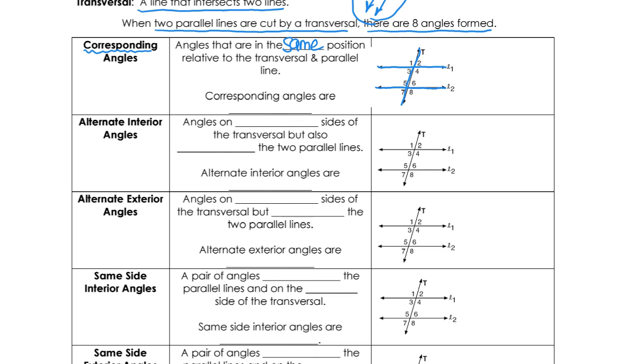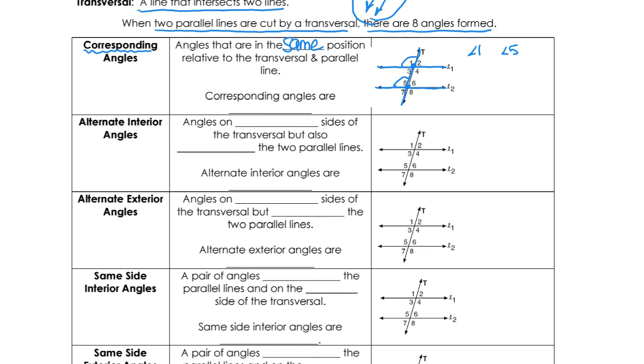So if I take a look at, let's go with angle 1. Angle 1 corresponds to angle 5. They're in the same position. So if you think of angle 1 being in the upper left-hand corner in this intersection up here, okay, angle 5 is also in the upper left-hand corner in the intersection down below. And that's why angle 1 and angle 5 correspond to each other.